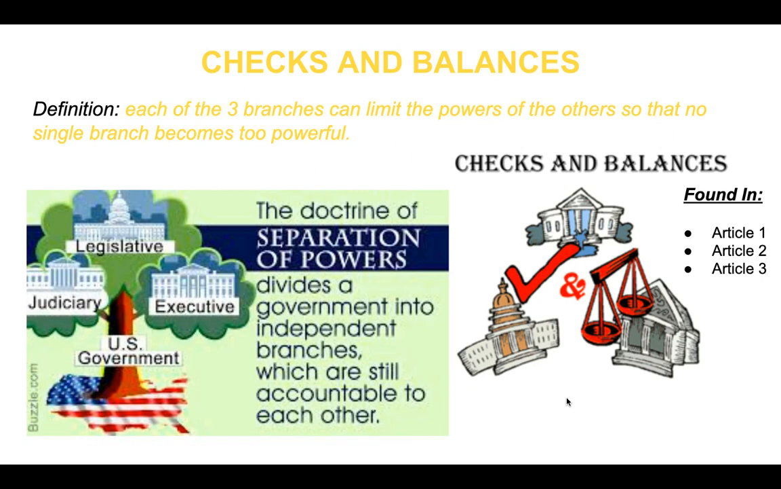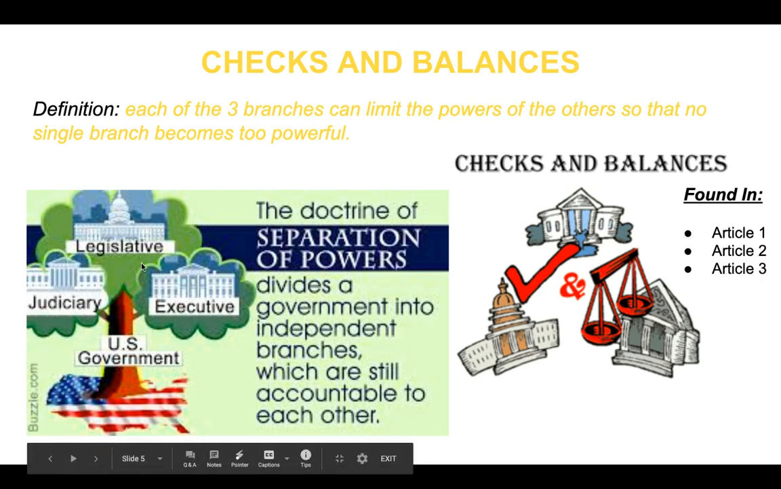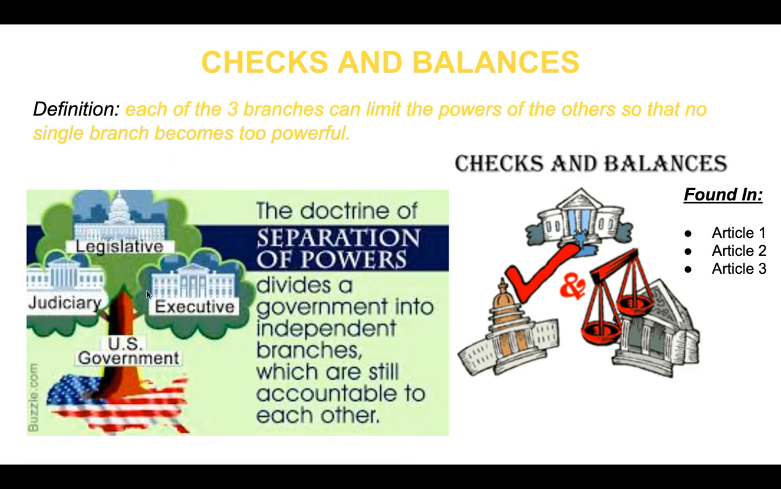Back to our law example. So they've written a law here. If the president, executive branch, looks at that law and says, hey, that's not okay, I'm not going to sign that law, that is a check on the power of the legislative branch. He said, stop, check yourself, this is not okay. You can't do it. And he just doesn't sign it.